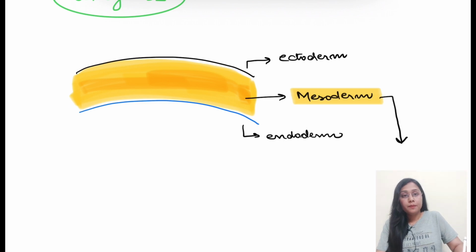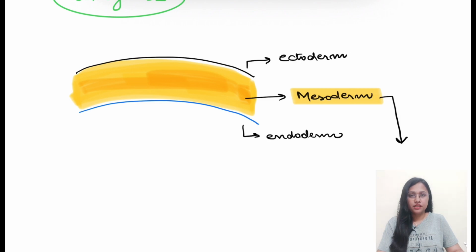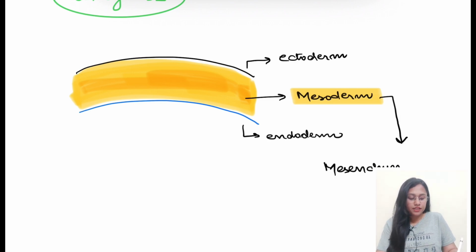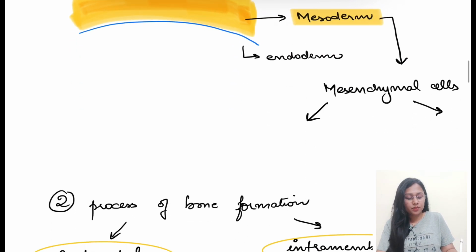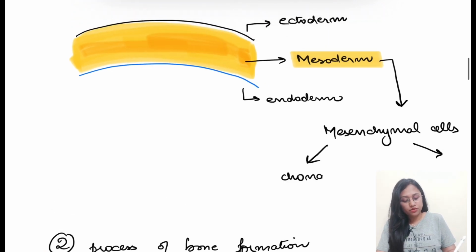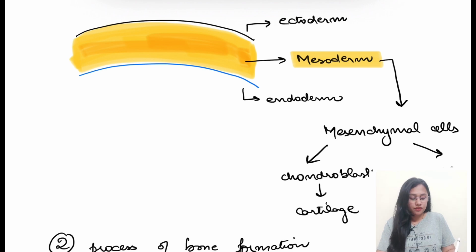From the mesoderm, mesenchymal progenitor cells are formed, and these mesenchymal progenitor cells then differentiate either into chondroblast or osteoblast. Chondroblast will form cartilage and osteoblast will of course form the bone.